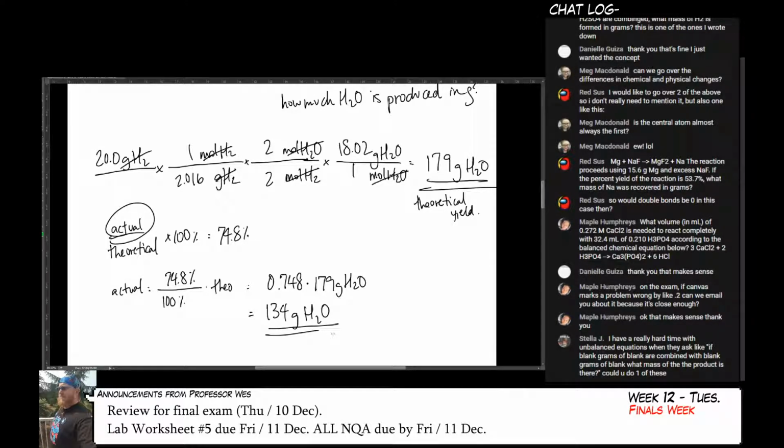Now, with these types of problems, there's a different type of percent yield problem where I give you the actual yield instead, and you tell me the percent yield. So instead, in that case, you would solve for this one, and you would know this number. And that's trivial. You just take the actual yield I gave you, divide by the theoretical yield that you calculate, times 100% to get the percent yield.